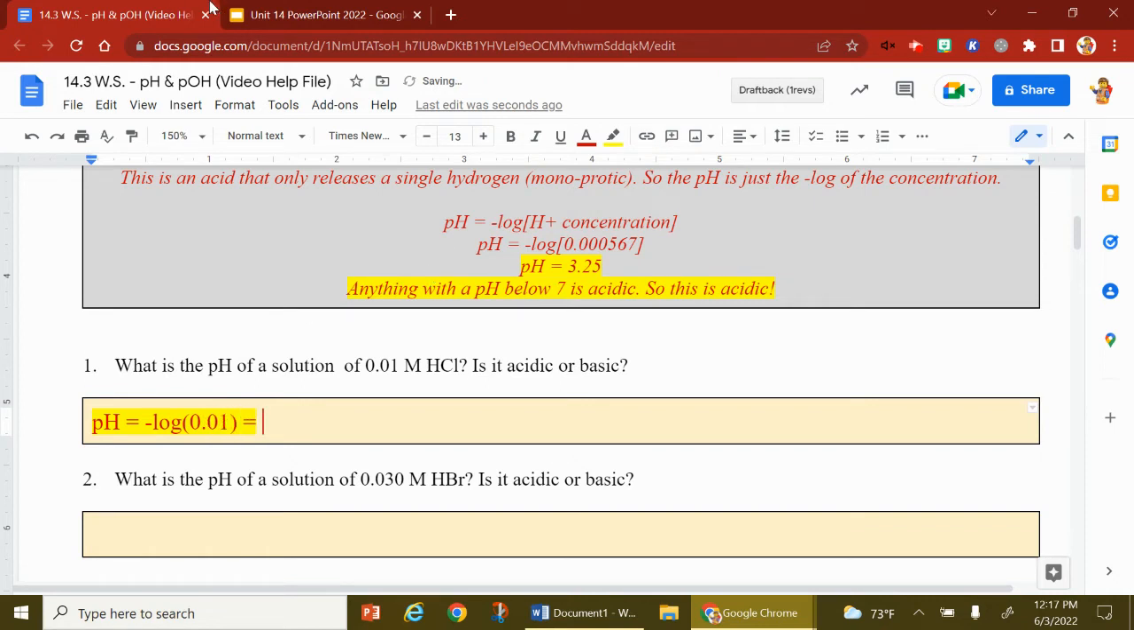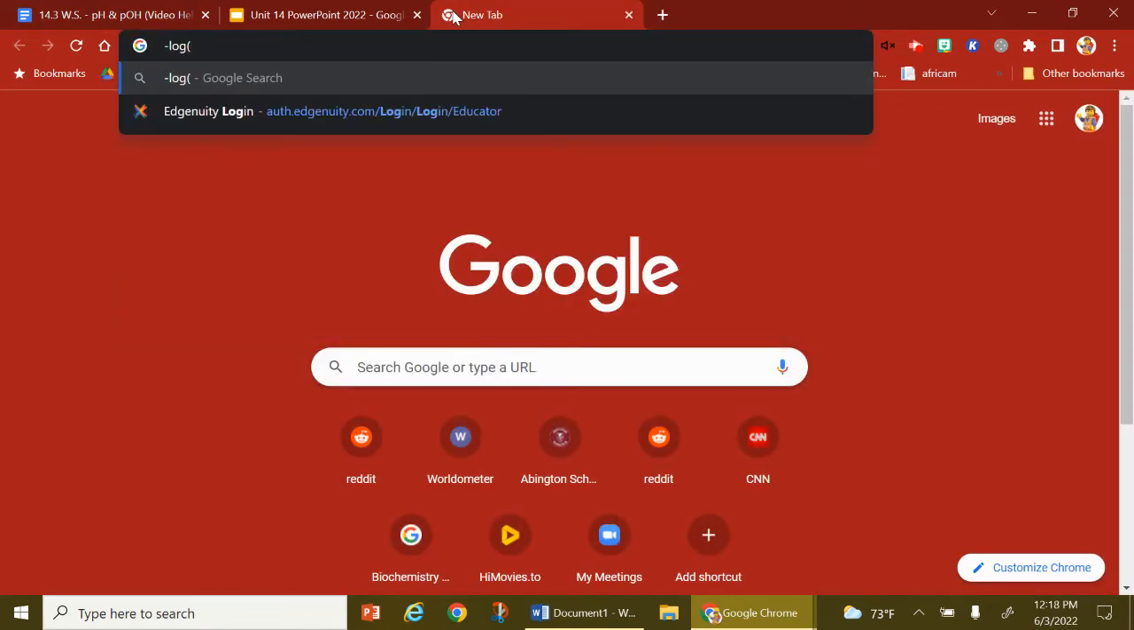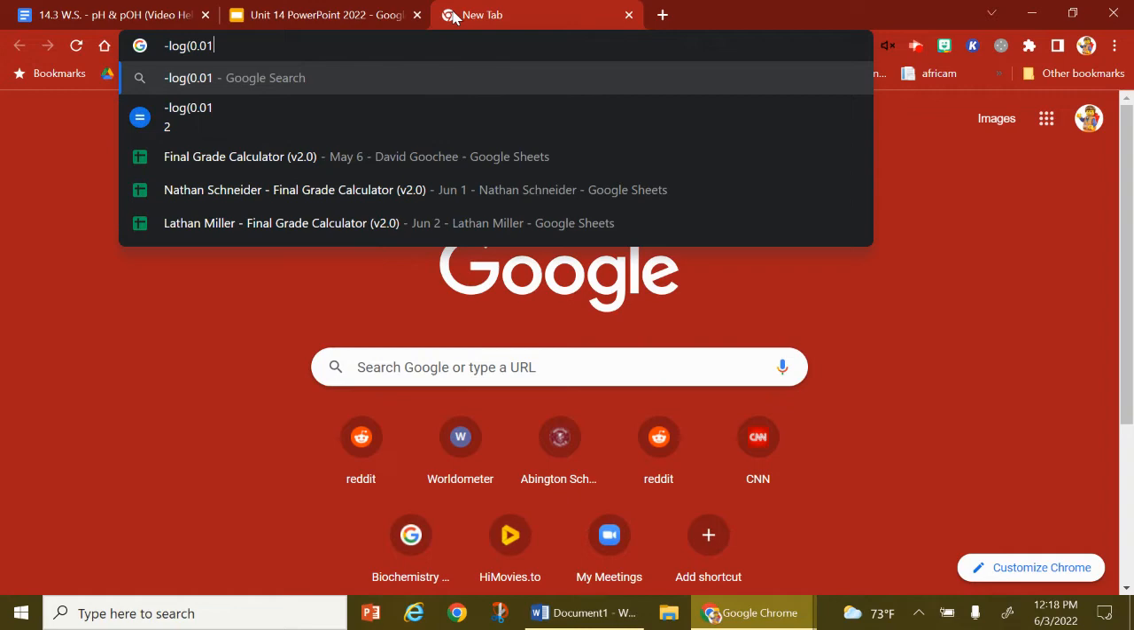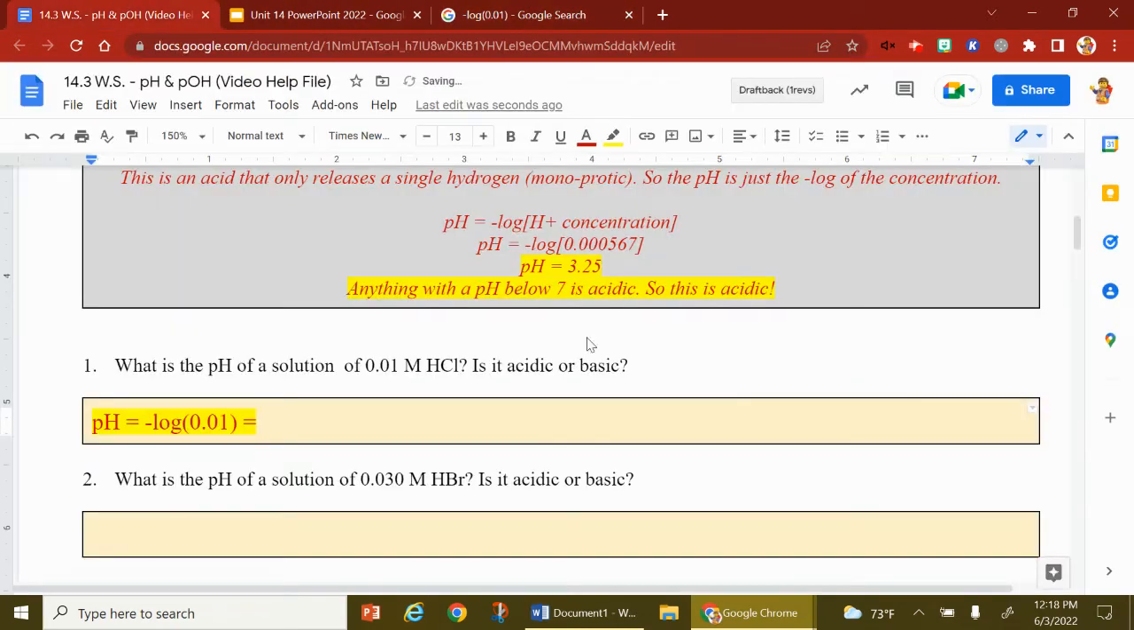So we could just plug this into our calculator or plug this into Google. Negative log of 0.01 is going to equal 2. All right, 2. There we go. So this has a pH of 2. And again, when we remember that log is just how many times you have to bounce the decimal point to get it to equal 1, we would bounce the decimal point over one place and then two places, and that would get us 1 exactly. So the pH of this thing is 2.